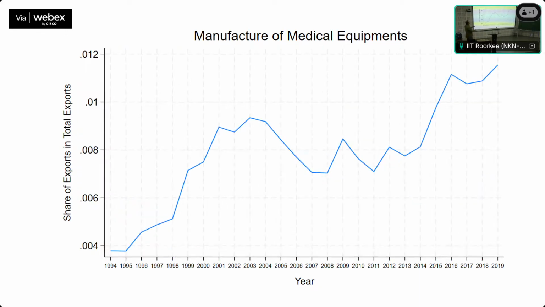And medical equipment. Again, huge growth in medical equipment. Again, another capital-intensive sector. Huge growth from 0.4% to more than 1%, close to 1.2%. So it's about 300% growth that happened in medical equipment. So all this you can classify really.